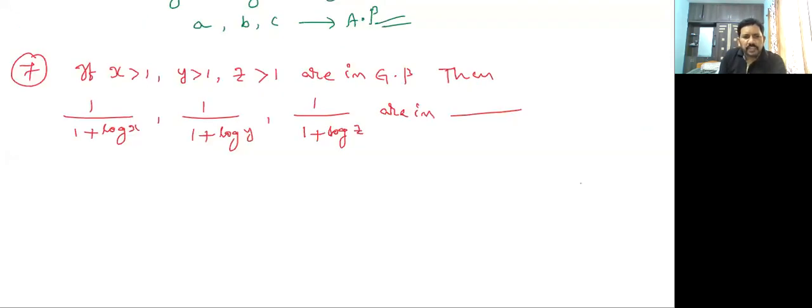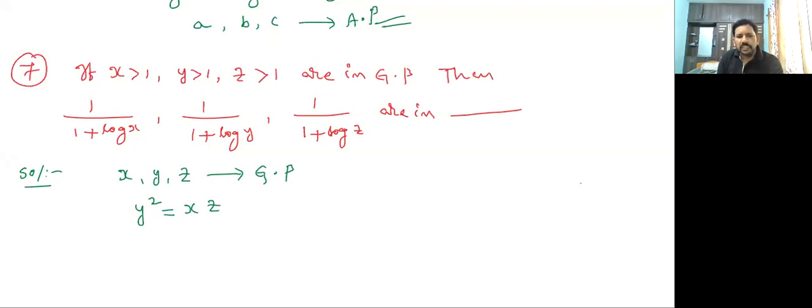Conditions: X, Y, Z are in GP series, given. X, Y, Z are in GP. Then what is the condition, students? Y square is equal to XZ. Yes or no? A, B, C are in GP means B square is equal to AC, or not? Condition. Now apply logarithm on both sides. Log Y square is equal to log of XZ.